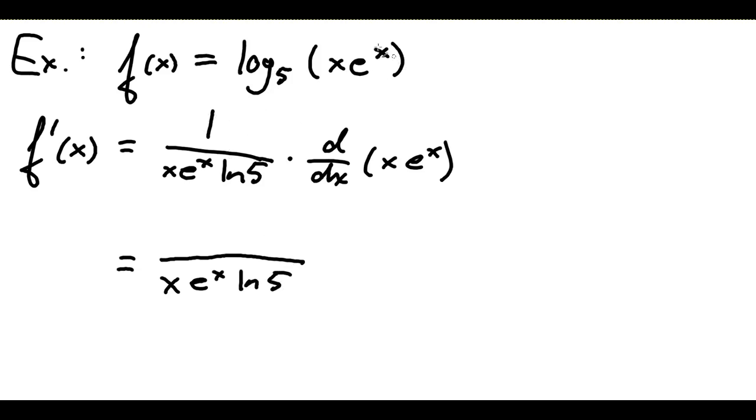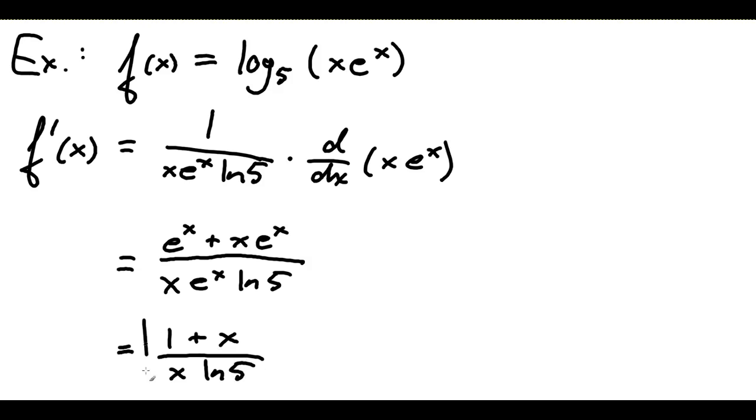And the numerator will be what the chain rule tells us, which is the derivative of x e to the x. So taking the derivative of x first, we're using product rule here, of course. Derivative of x is 1, so we have e to the x plus x times the derivative of e to the x, which is e to the x. So we get that. We see there's a factor of e to the x in everything, so we can cancel that out, and we are left with 1 plus x divided by x times the natural log of 5.